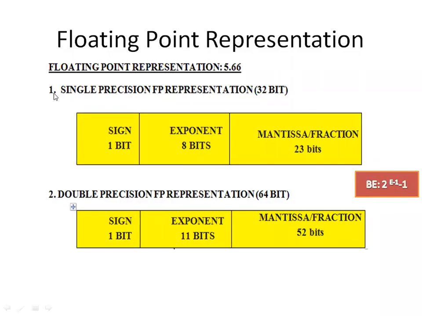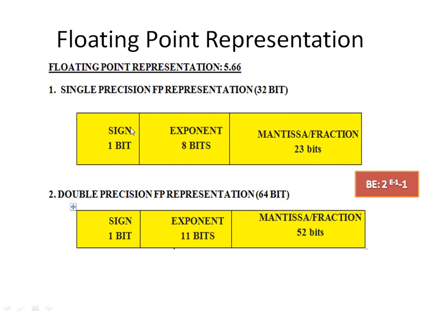So here we have two kinds of representation. One is single precision floating point representation. Another one is double precision floating point representation. If it is single precision floating point representation, it is represented by 32 bits in length. If it is double precision floating point representation, it is represented by 64 bits in length. Whatever it may be, it has three fields. What are they? Sign field, exponent field, and mantissa field.